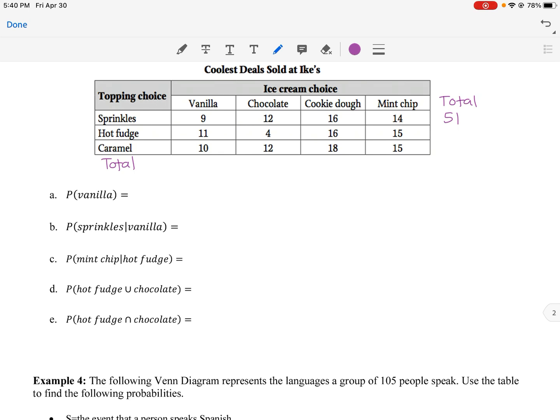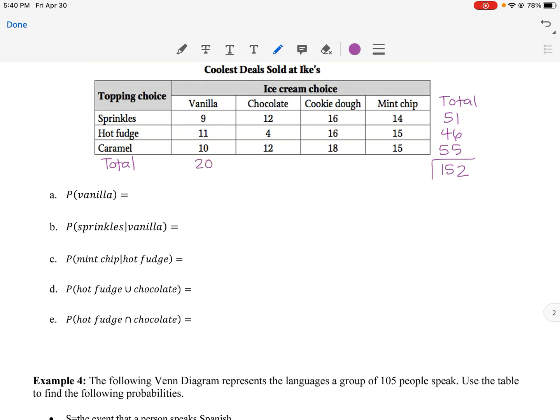11 plus 4 plus 16 plus 15, we have a total of 46. 10 plus 12 plus 18 plus 15, we've got 55, which means our overall total here, 51 plus 46 plus 55, we surveyed 152 ice creams.